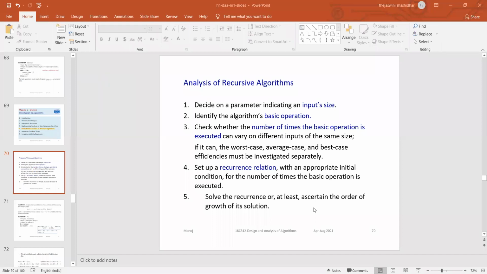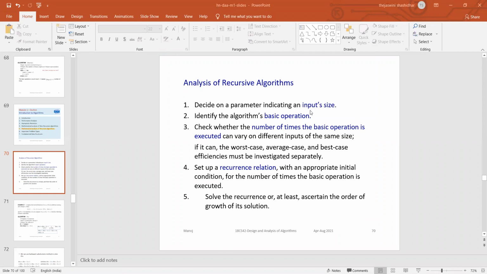So totally 5 steps. First will be input size. Second, basic operation. Check the number of times the basic operation is executed. Set up recurrence and solve the recurrence. So these are the 5 steps. Out of 5 steps, 3 steps are common for both recursive and non-recursive. Understood?